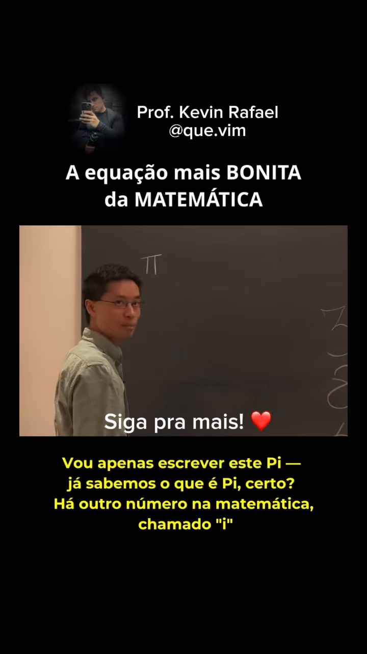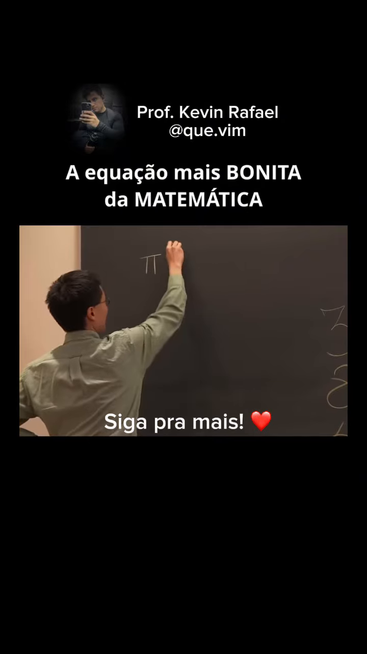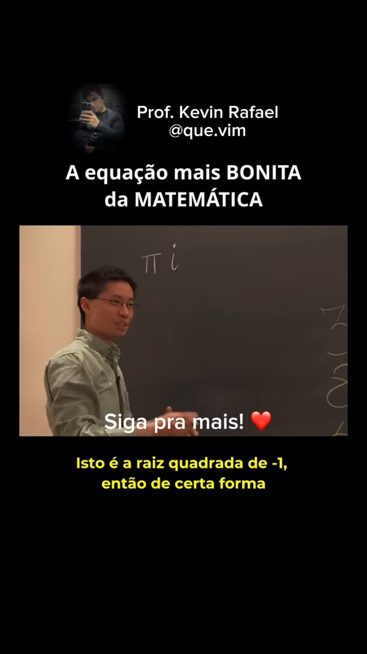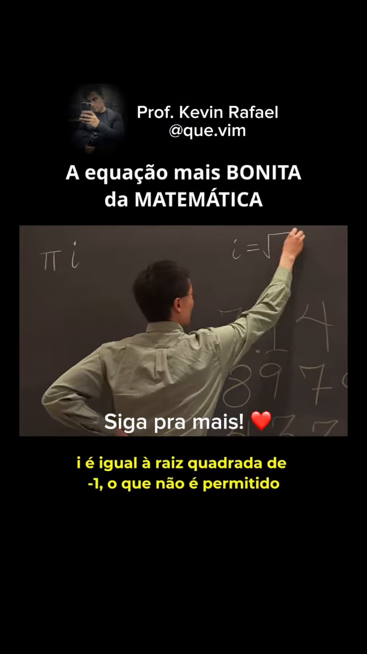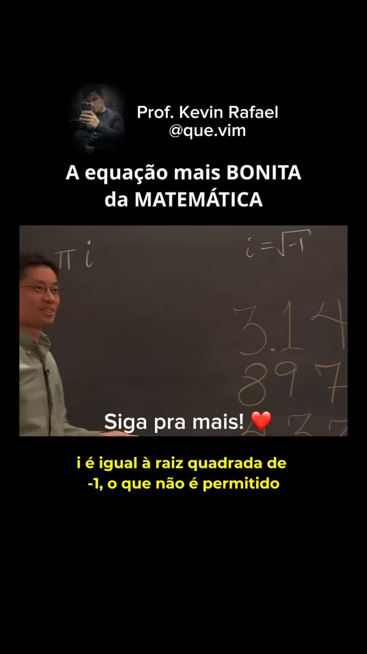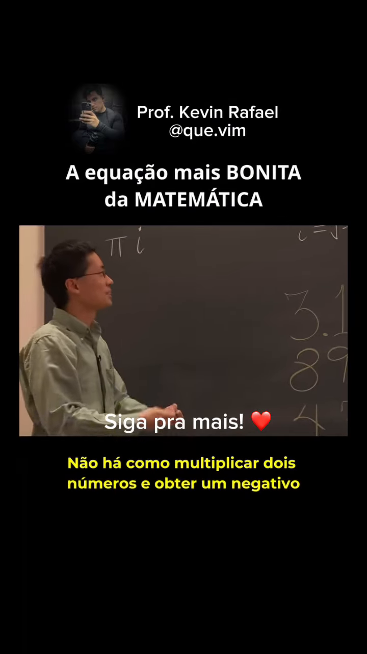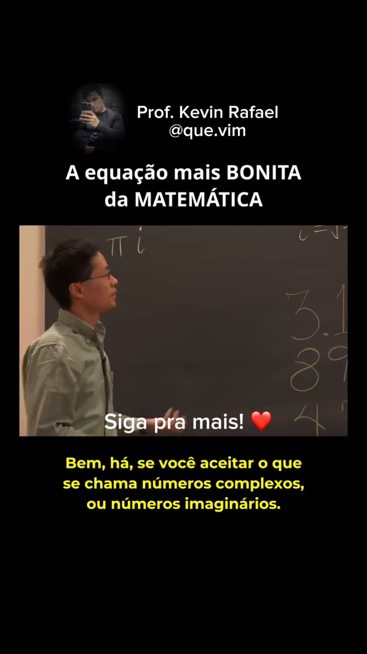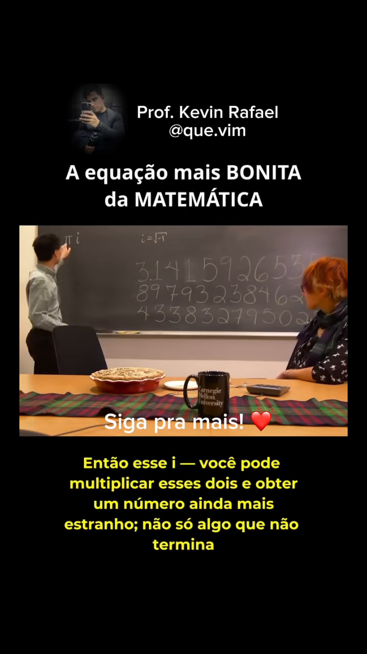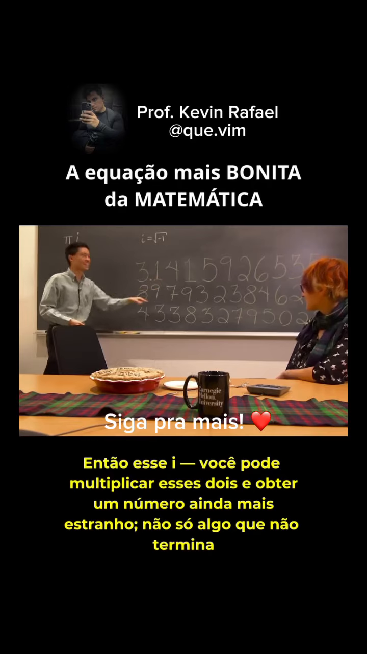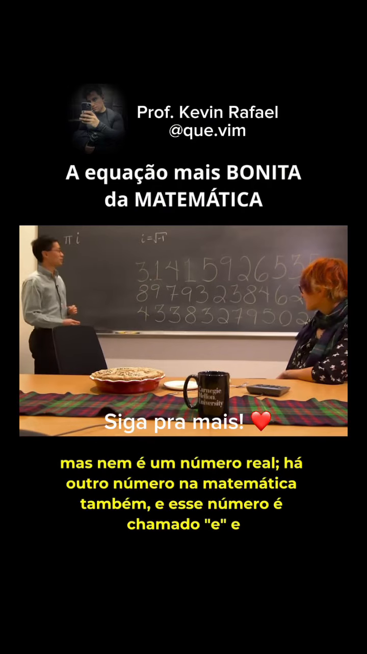There's another number in math, which is called i. This is the square root of -1. So somehow i is equal to the square root of -1. Which you're not allowed to do. There's no way you can multiply two numbers together and get a negative one. Well, there is if you allow what are called complex numbers or imaginary numbers. So that's this i. You can multiply those two together. You can get an even more crazy number. Not only something that doesn't end, but it's not even a real number.